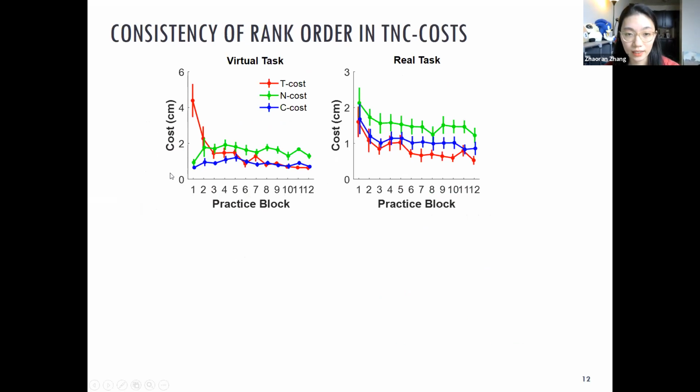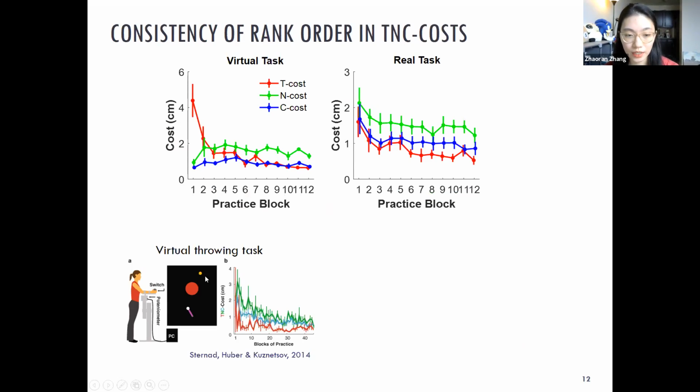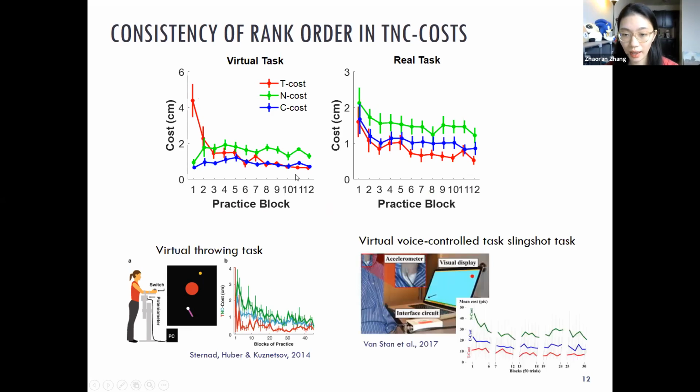We applied this TNC analysis on the virtual and real task, compared to a previous virtual throwing task with a different target location, which means a different solution space. They all share a similar ranking order: N cost is the highest, while the T cost decreased fast at the beginning and remained the lowest. The same rank order has been found in other learning tasks, such as a virtual voice-controlled task. So the similarity between virtual and real task showed that although the movements are so different in the virtual and real task, they share a similar learning strategy.